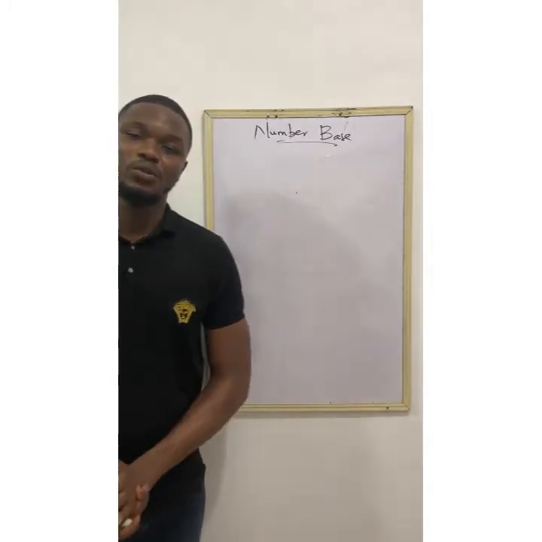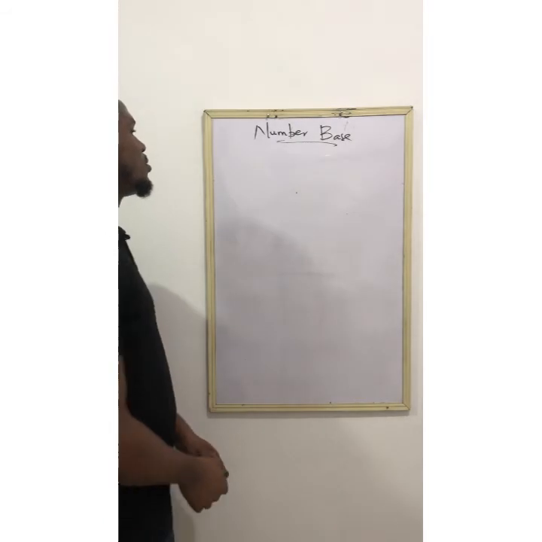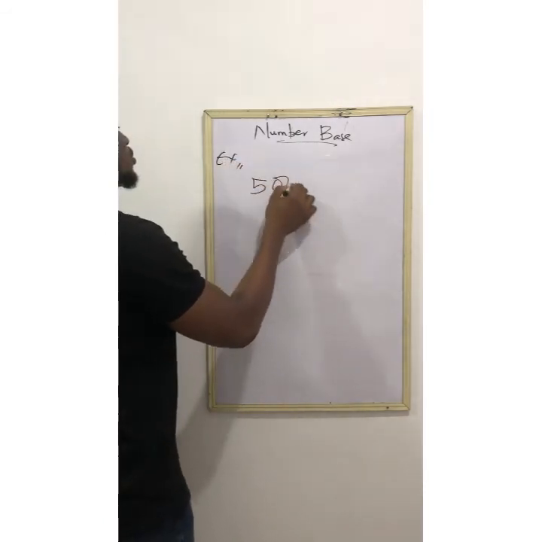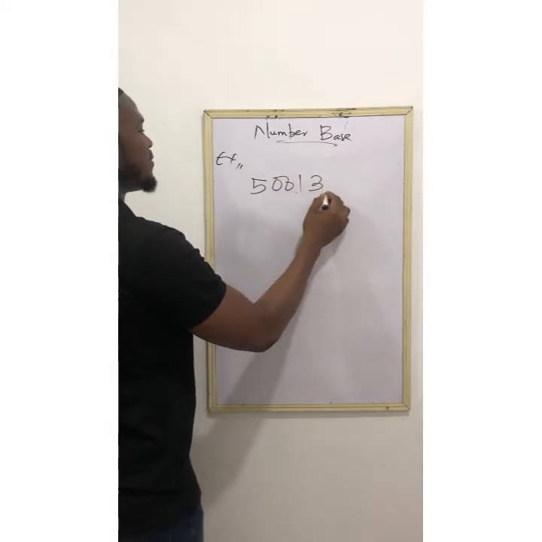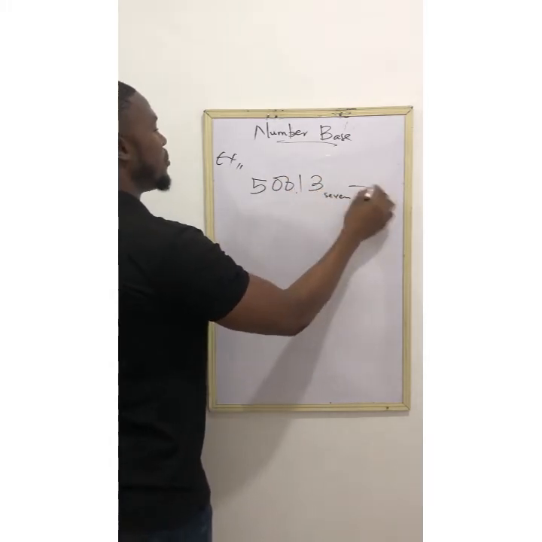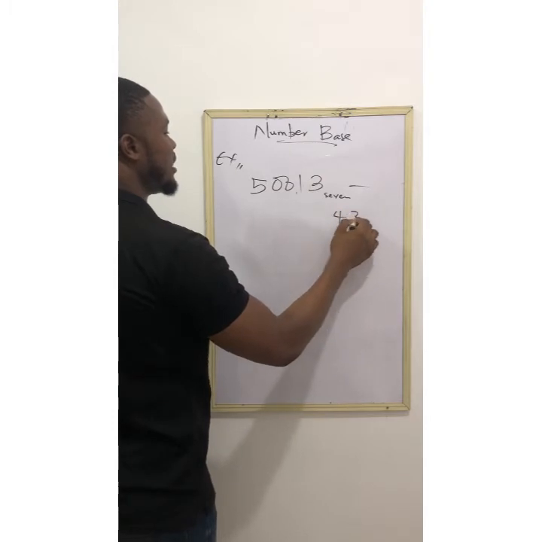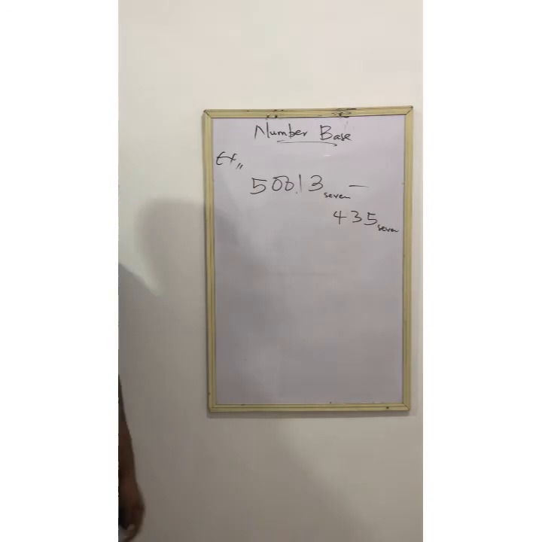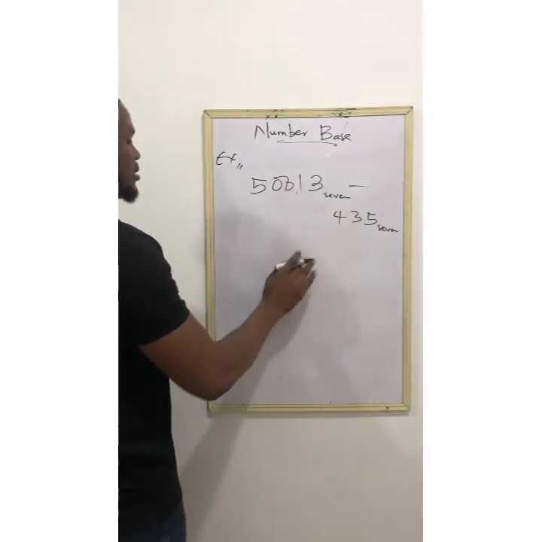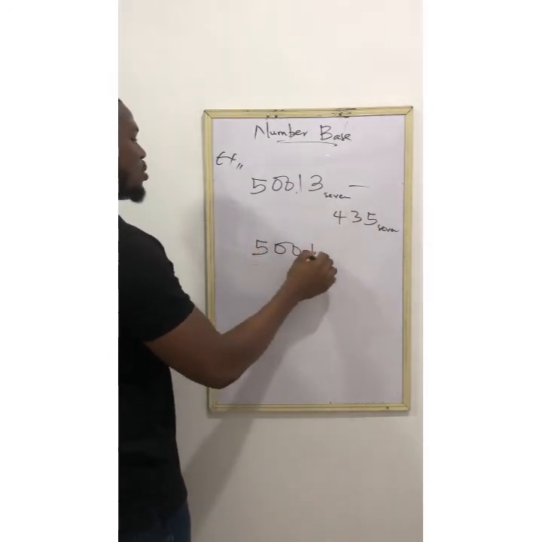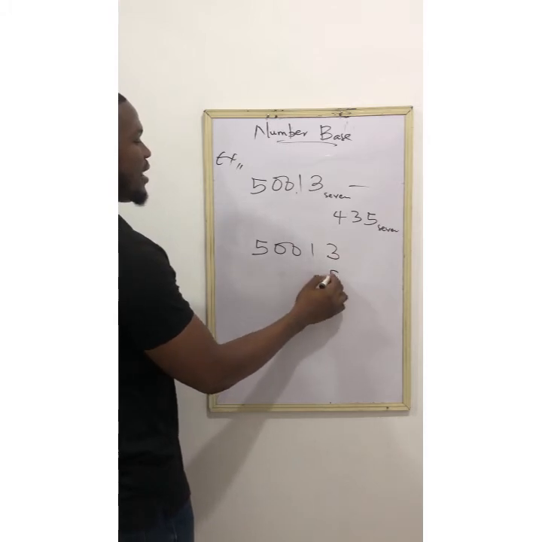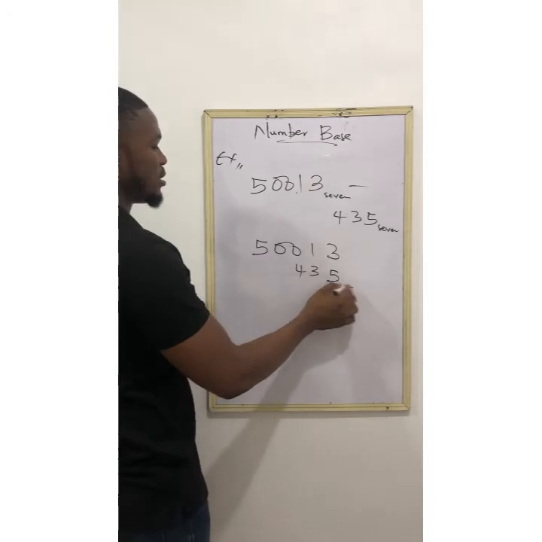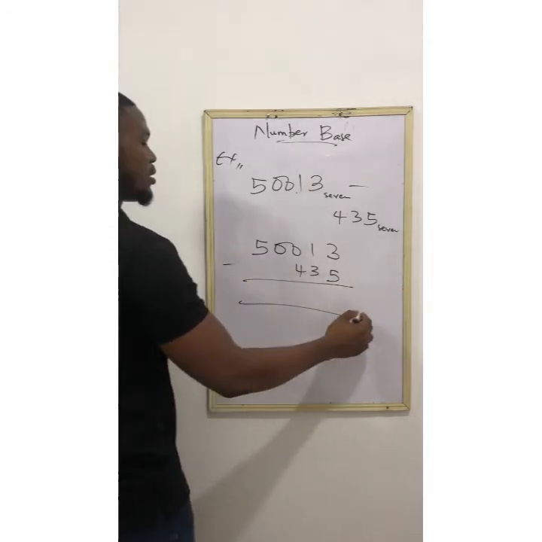Also, we can do subtraction. Example, 50013 base 7 minus 435 base 7. You're going to subtract the two of them. So this is how you write it. 50013 and 435. You write it from the back so that it will be well arranged. And this is subtraction in base 7.